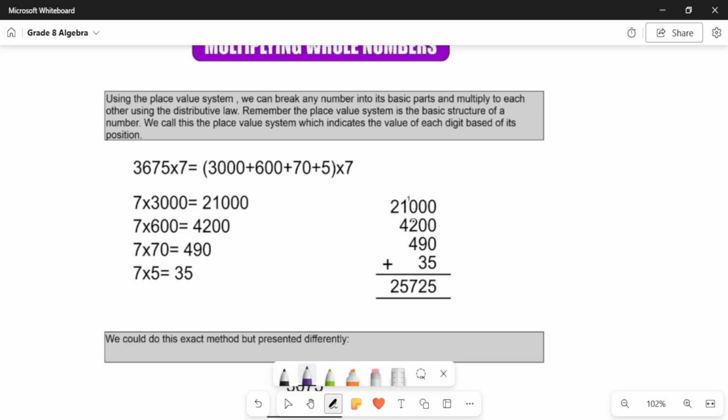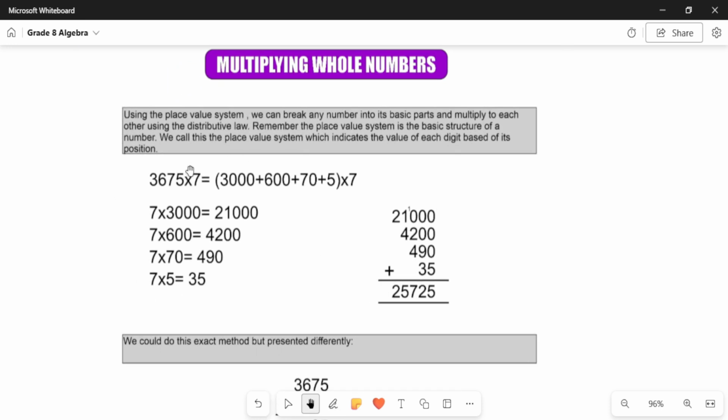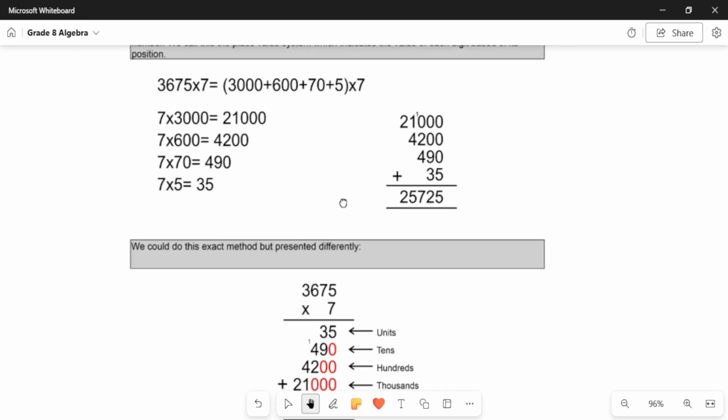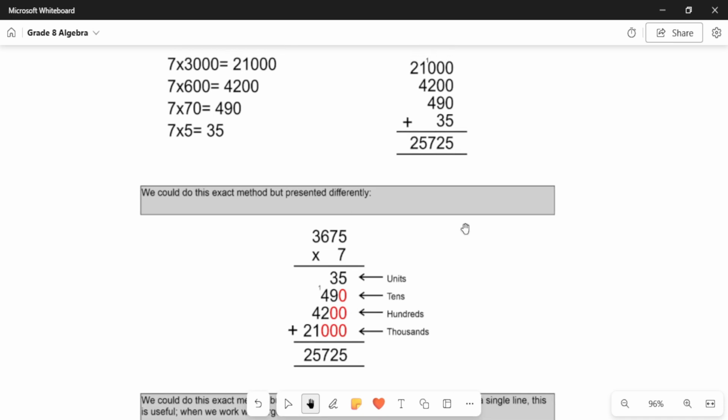Then you have 1,000 plus 4,000, which is 5,000, and then you have 20,000, plus all the zeros will just be 20,000. And so the product, or the multiplication, of 3,675 multiplied by 7 is 25,725. Now we can do this exact same calculation, but we can present it differently, right?